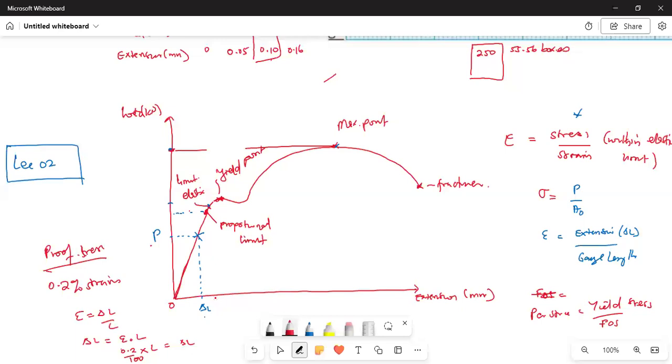Then you come and measure this value on the extension axis, and then you draw a line parallel to the straight line like this. Wherever you cut the graph, that point becomes your yield point or the proof stress. Okay, that's all. I personally believe that plotting of the graph is a major issue, but I think I've tried to address many things for this.